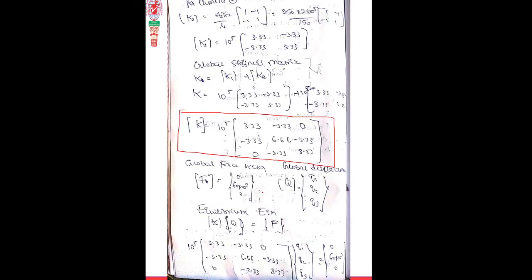Now, do the global force vector. At node 1, what is the force? What is the force here? Node 1, node 2, node 3: 0. Kilonewton converted into Newton. Therefore, this is the global force vector. It is only one force. And the global displacement vector is Q1, Q2, Q3. Therefore, the equilibrium equation is this one. Write down up to here, all of you.